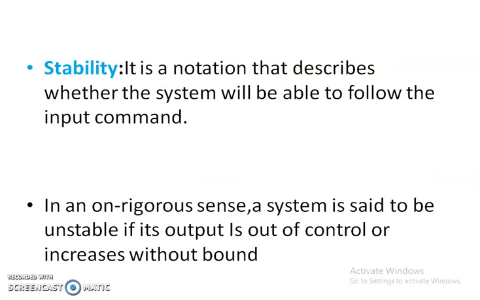Stability. It is a notion that describes whether the system will be able to follow the input command. In a non-rigorous sense, a system is said to be unstable if its output is out of control or increases without bound.